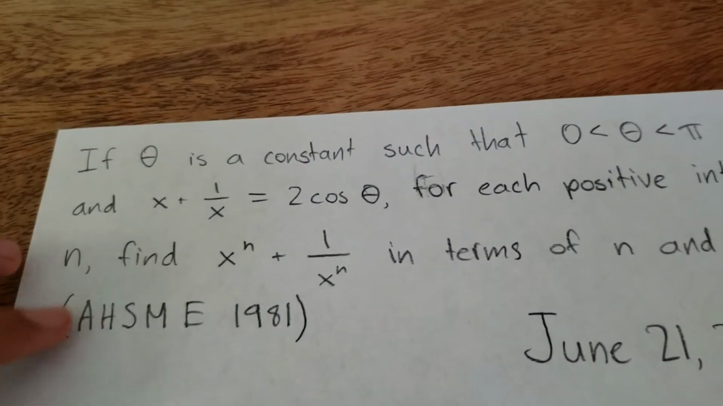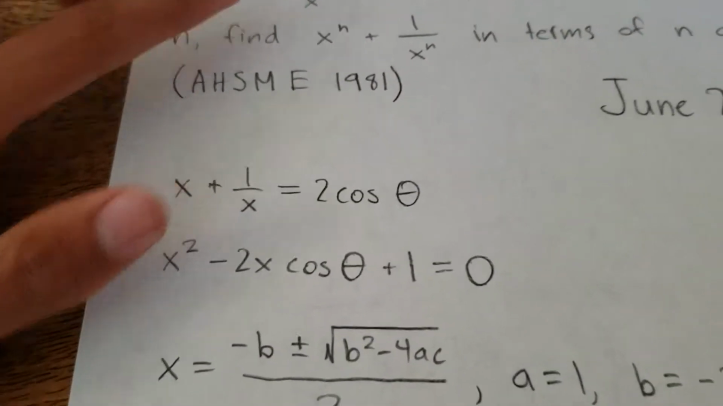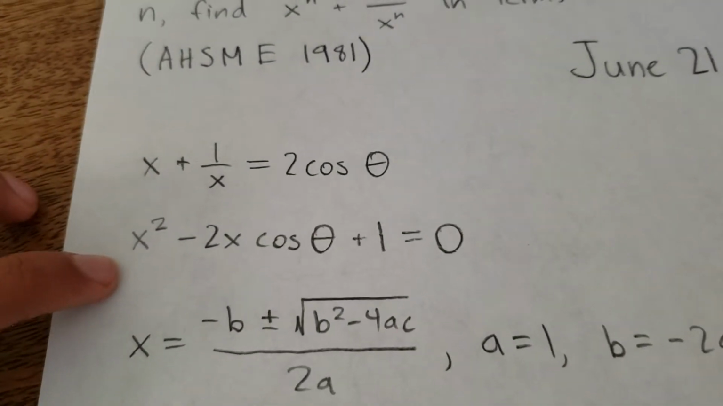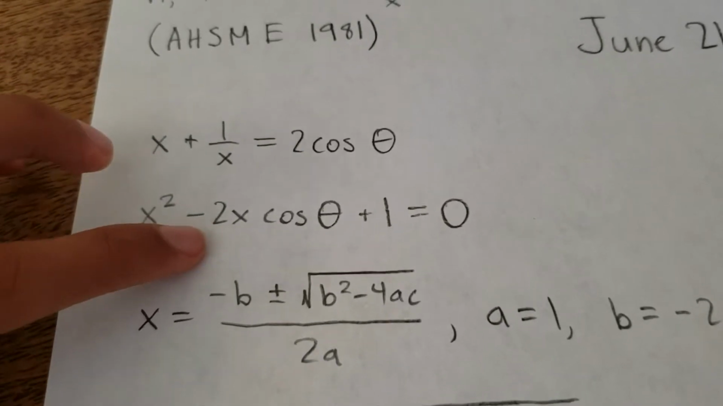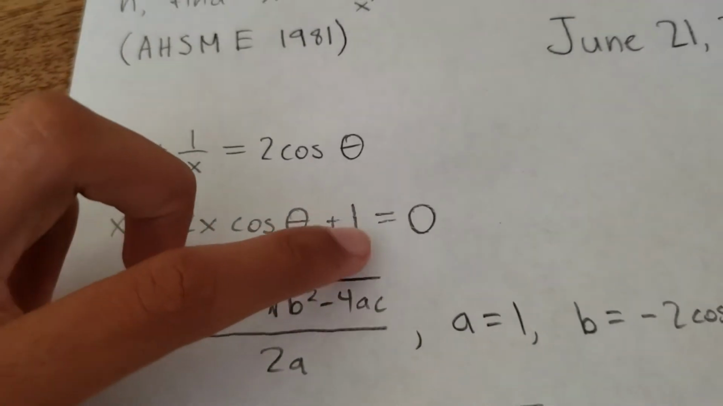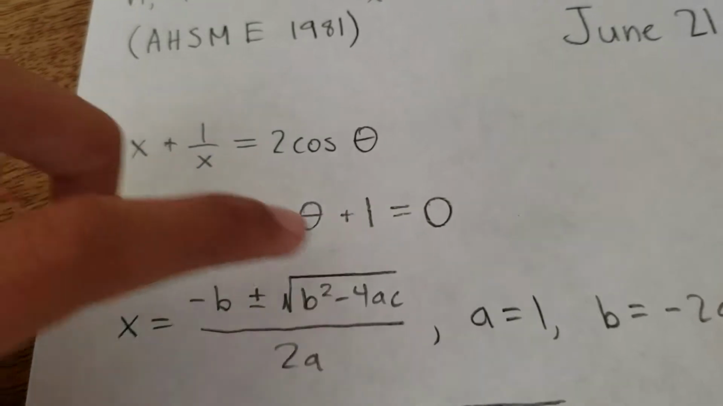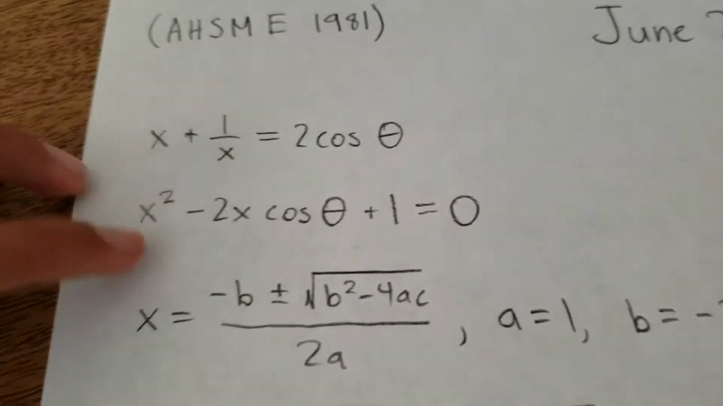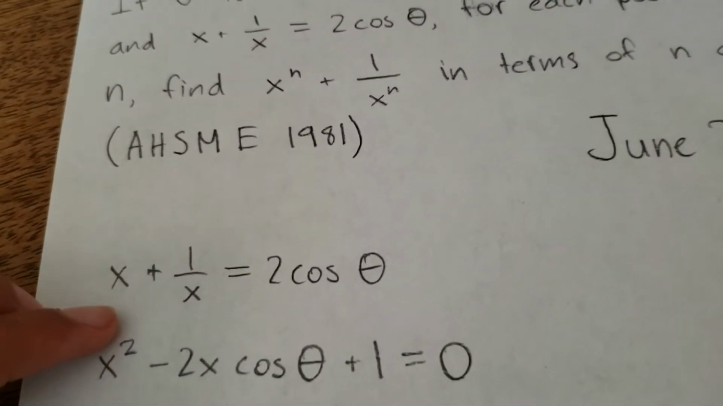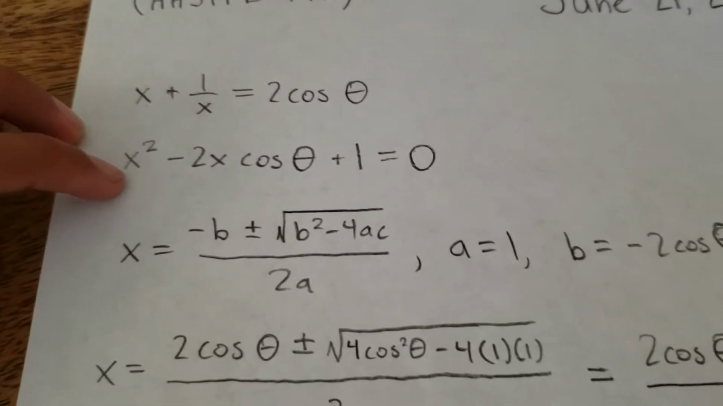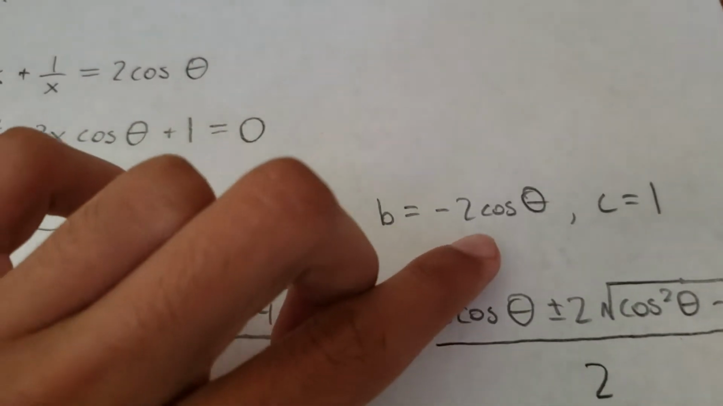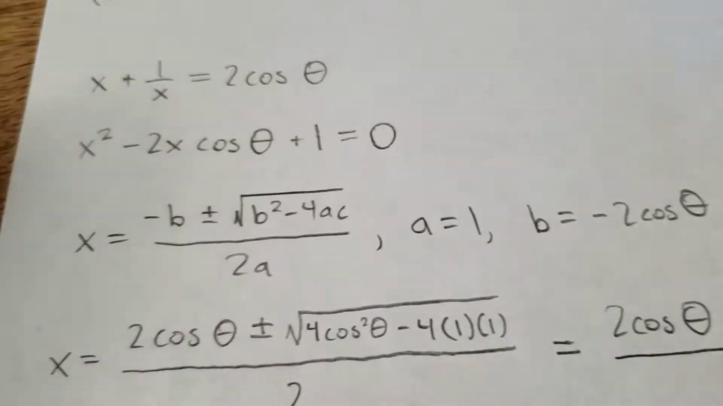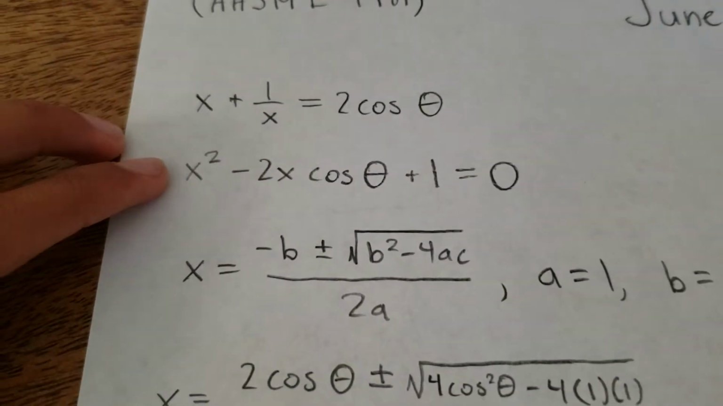So let's do that. To solve for x in this equation, we multiply through by x, and bringing this term to the other side, we get x squared minus 2x cosine of theta plus 1, because 1 over x times x is 1, is equal to 0. So these two equations are equivalent. Using the quadratic formula with a equal to 1, b equal to negative 2 cosine of theta, and c equal to 1, because those are our coefficients.